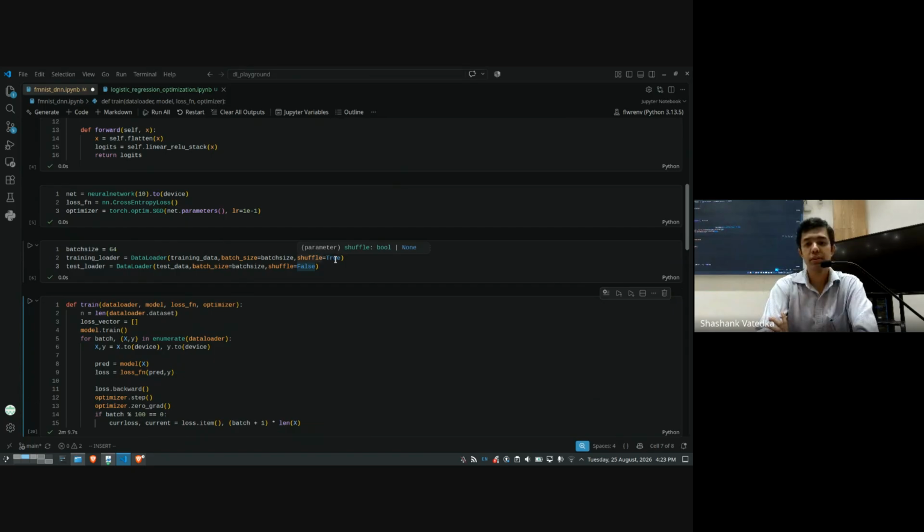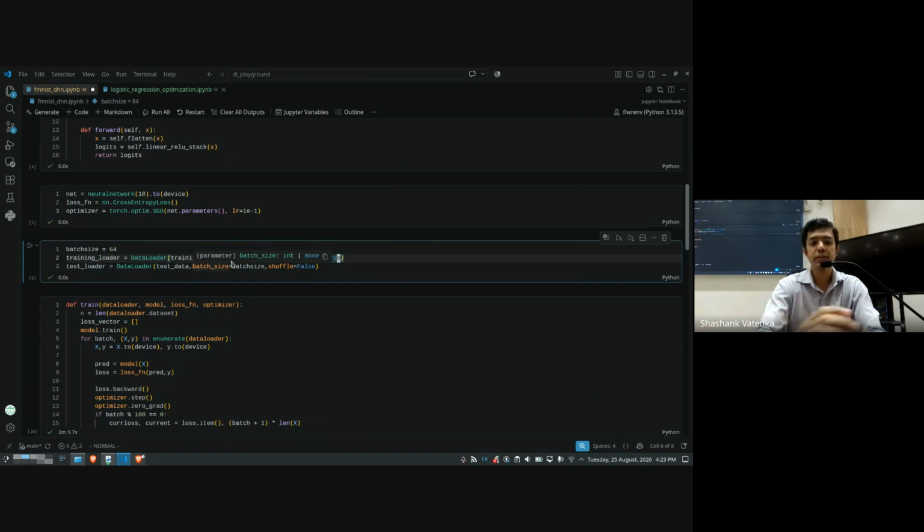I could just set shuffle equal to false, which would mean that in every epoch, I'm using the data in that particular order itself. It's not going to be reshuffled. If I set this equal to true, then in every epoch, it is shuffled independently of the other epochs uniformly at random. And the data loader essentially provides the data in batches equal to the batch size.